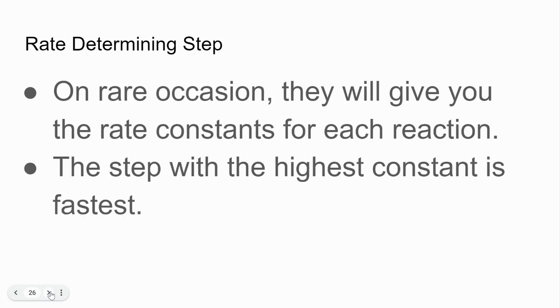There may be some rare instances where they give you the value for the rate constant for all the steps. You just have to remember the one with the highest rate constant is the fastest step. The one with the lowest rate constant is the slowest step. And you can write fast to slow based on that.